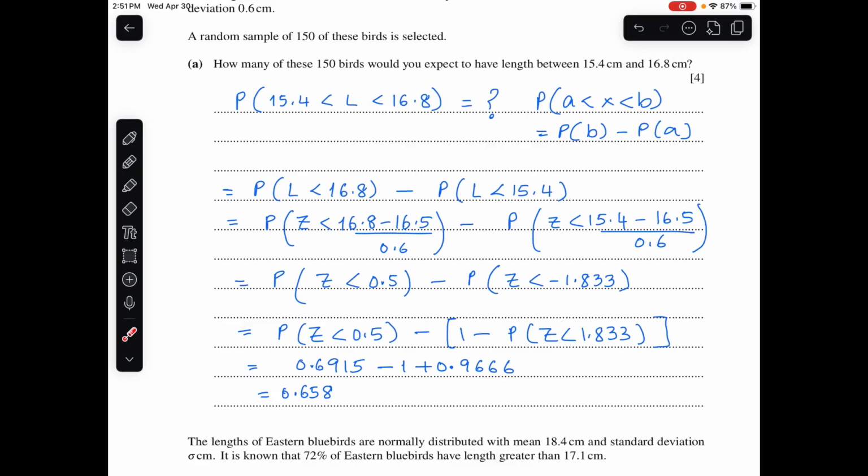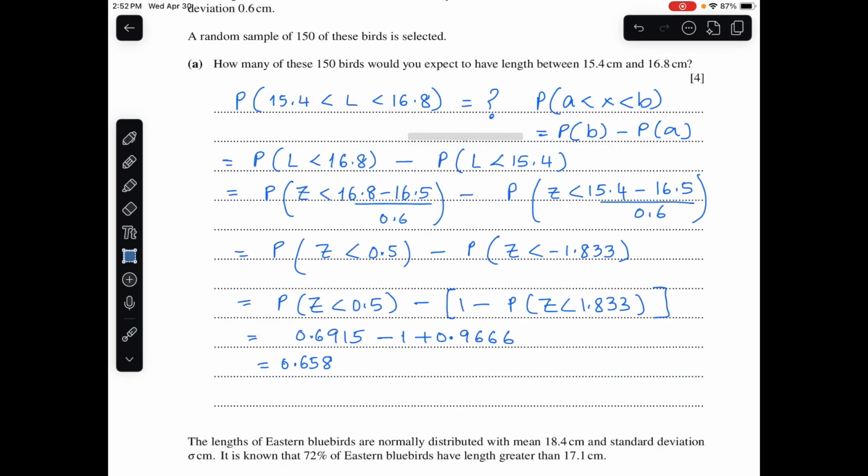So we need to know what is the expected number of births. We have a total of 150 births, so you multiply the probability by 150. So let me just make some space here. The expected number would be the probability multiplied by 150, which is 98. If somebody writes 99, that is also acceptable.